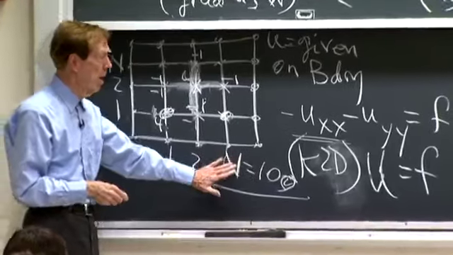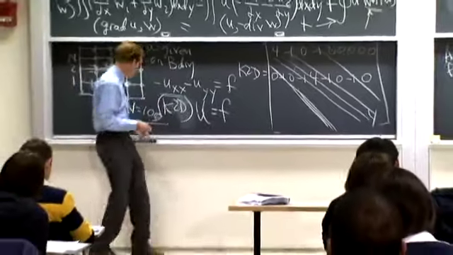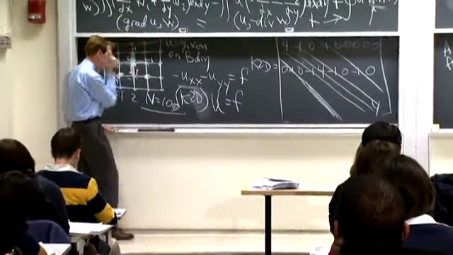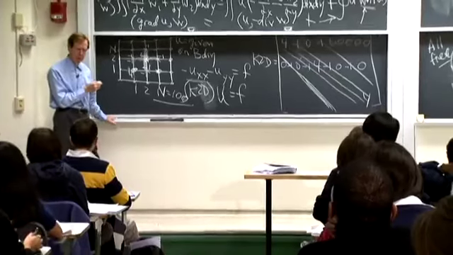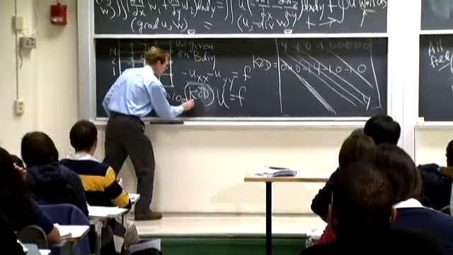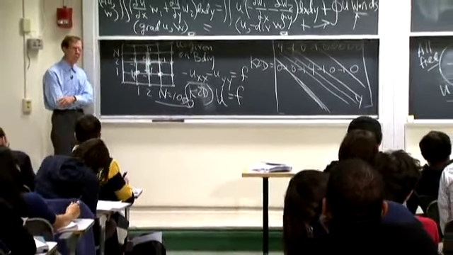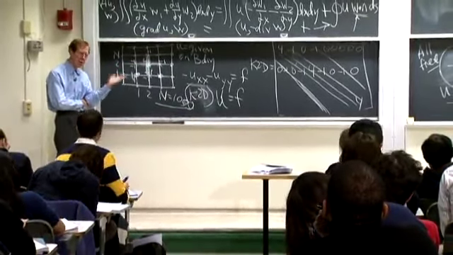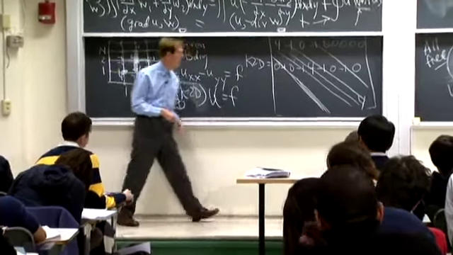What's the story with this matrix? What's the size of that matrix? Did I say 100? Or 1,000? I guess I said 1,000, to get up to 1,000,000. Right. Okay. So n is 1,000. So we have 1,000 by 1,000, 1,000,000 unknowns. My matrix is 1,000,000 by 1,000,000.